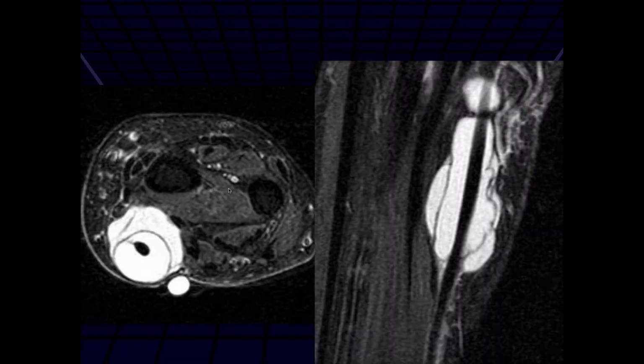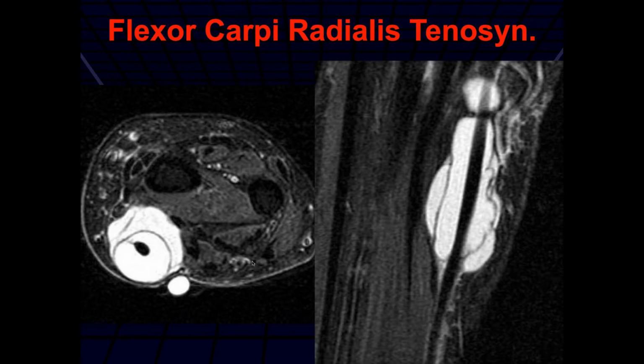Okay, Michael. So we're no longer in Guyon's canal on that last one. Michael, are you with us? Yes. Okay. So there's an extreme amount of fluid within a tendon sheath. Is this also going to be the flexor carpi radialis? Here's the radius, and there's the ulna. It'd be marked tenosynovitis, but the tendon itself actually looks pretty sharp and intact. Okay.